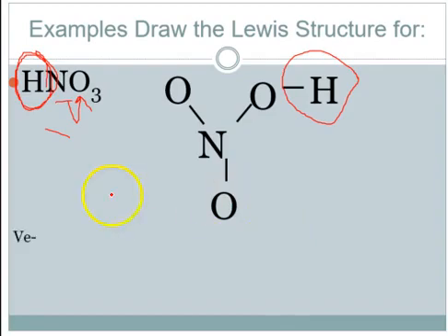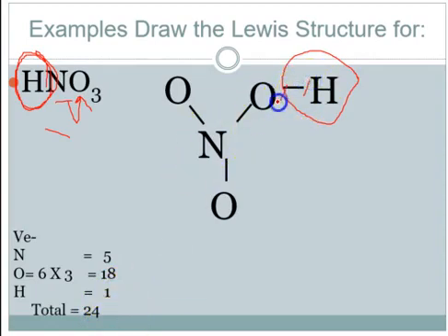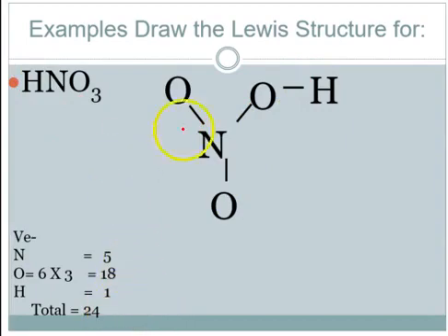You're going to count up your valence electrons. Nitrogen had 5, each oxygen had 6, and hydrogen brings 1 for a total of 24 electrons. I've already used up 1, 2, 3, 4, 5, 6, 7, 8 electrons just by making the skeletal structure. So I've used up 8 electrons. Create the rest of your octets. 8, 9, 10, 11, 12, 13, 14, 15, 16, 17, 18, 19, 20, 21, 22, 23, 24.